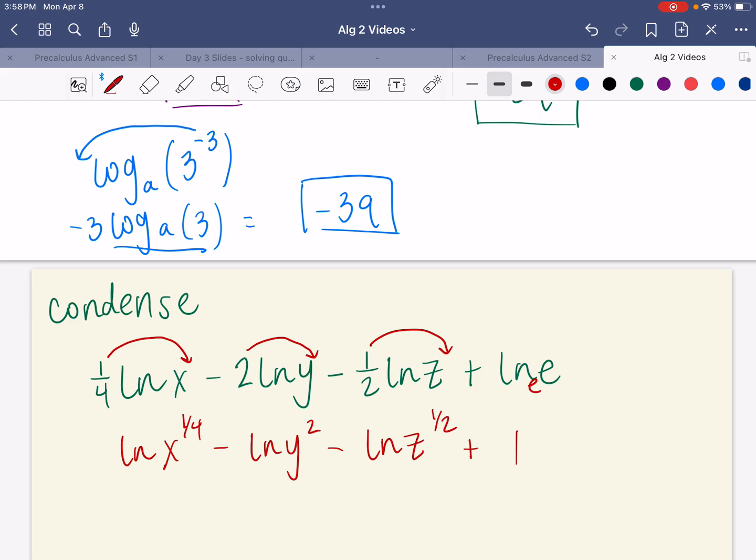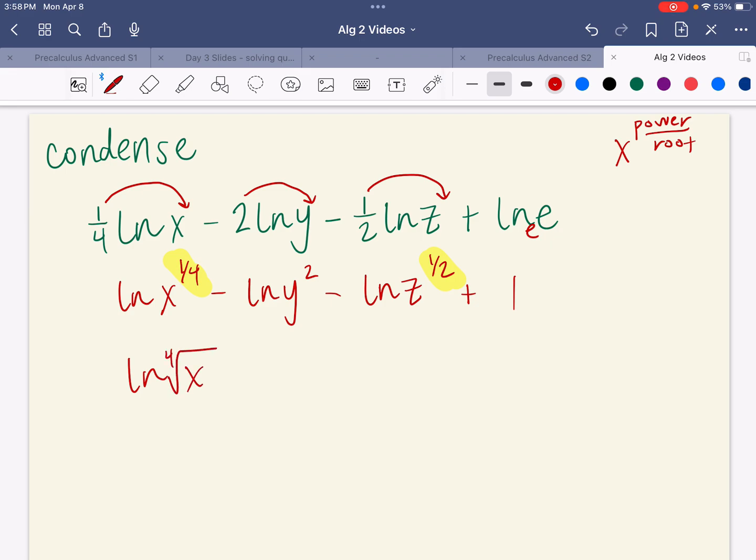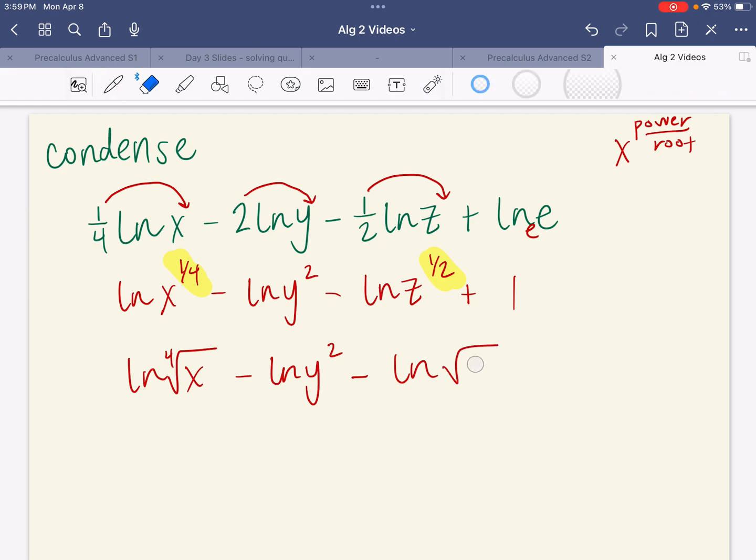Okay, great. Next part here, think about our last unit. We know that fractional exponents are the same as radicals, right? So it's our power over our root. So I could rewrite this as the natural log of x under the fourth root minus the natural log of y squared minus the natural log of the square root, oops, not of x, of z. And the plus 1 is still there.